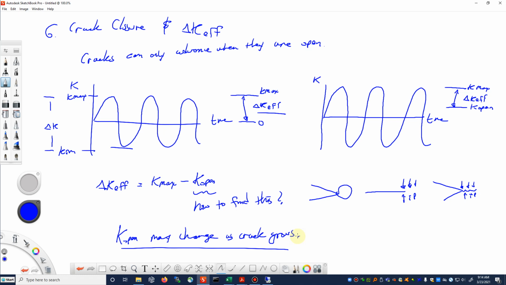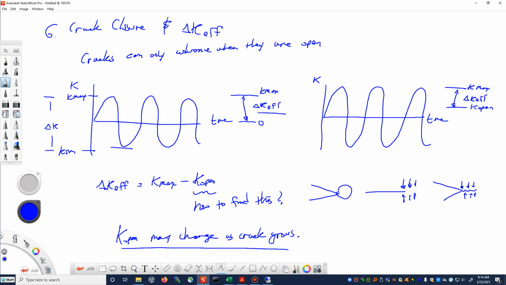If you're too conservative on your life estimates, then you've built in too much margin. You have extra weight in your structure that you don't need. So there's always this engineering trade-off between a good assumption and a bad assumption. We will investigate crack closure and delta K effective a little bit more again as we get into variable amplitude loading, and we have some models that can take care of that as a function of the load sequence.